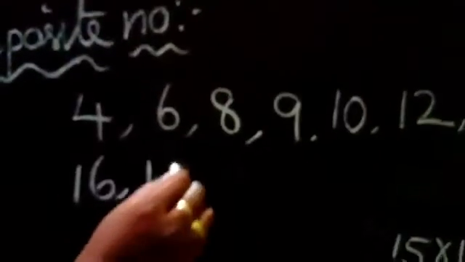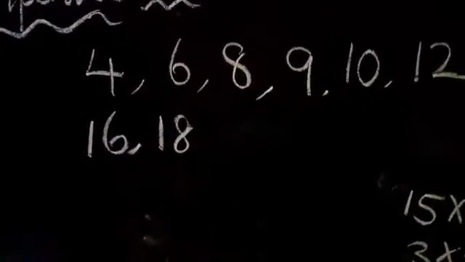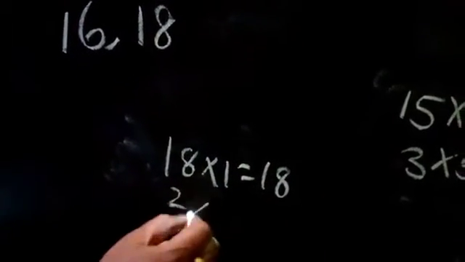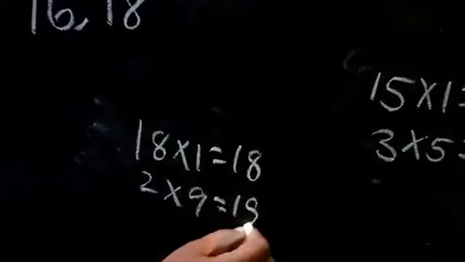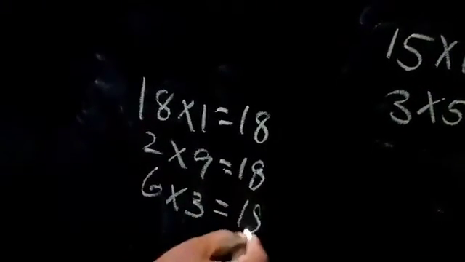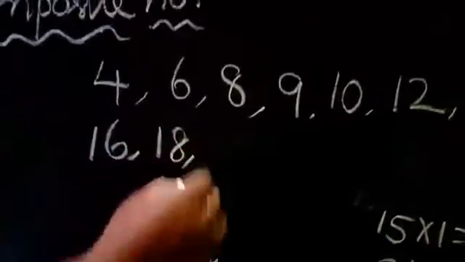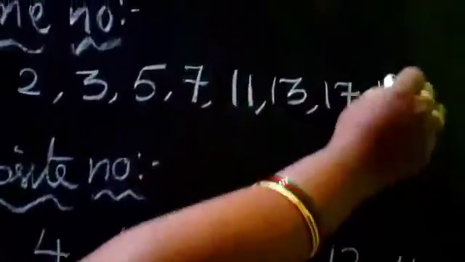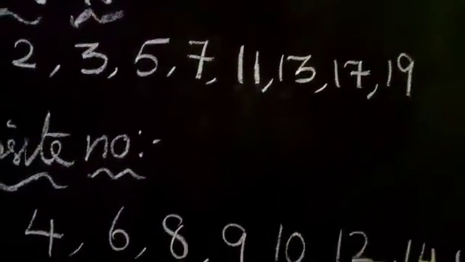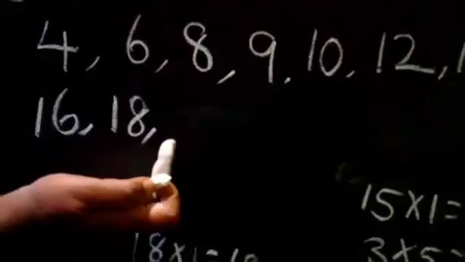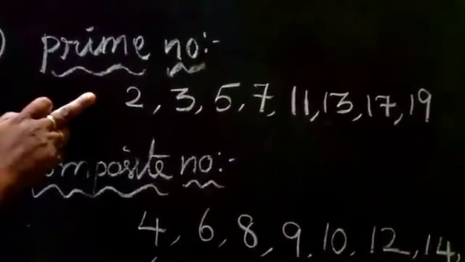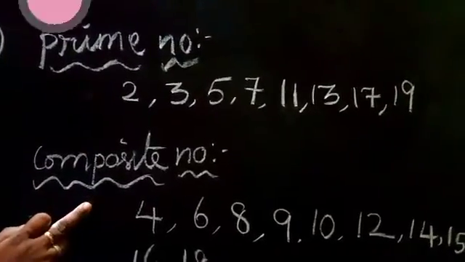Next number is 18. 18 ones are 18, 2 9s are 18, 6 3s or 3 6s are 18. So this is a composite number. Next number is 19. 19 will be in the 19th table only one time. Next number is 20, but they ask the question for less than 20 only. But 1 will not appear in prime numbers, and will not come in composite numbers either.